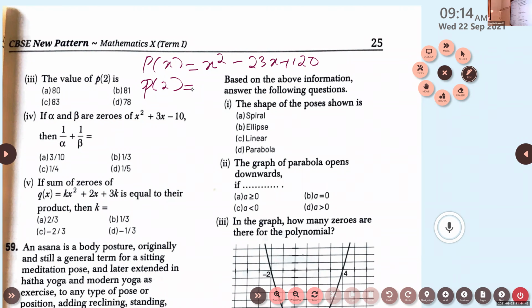Two square minus 23 into 2 plus 120. What is the value? 78. Okay.